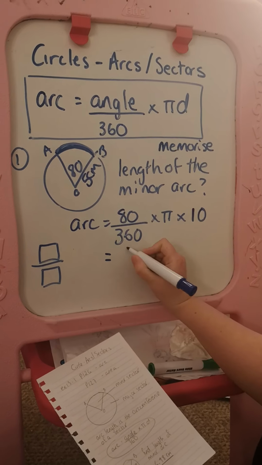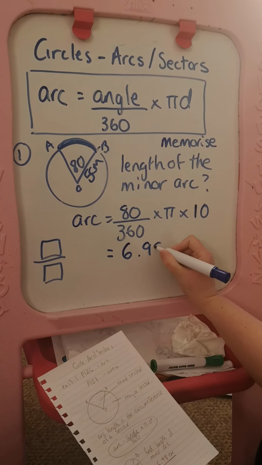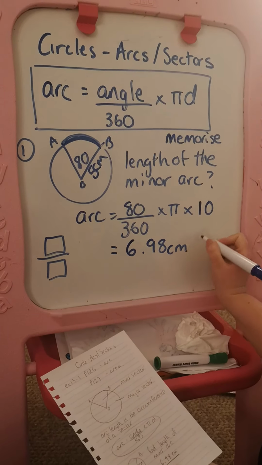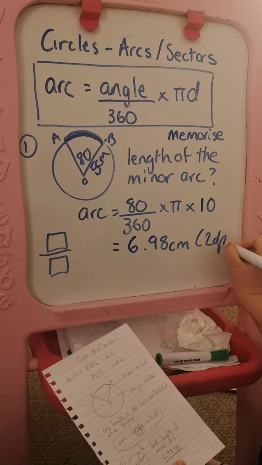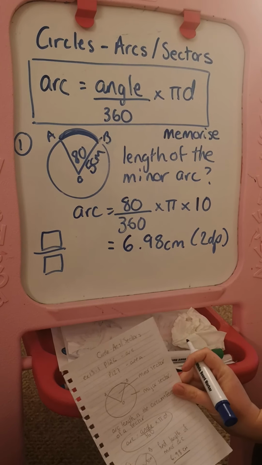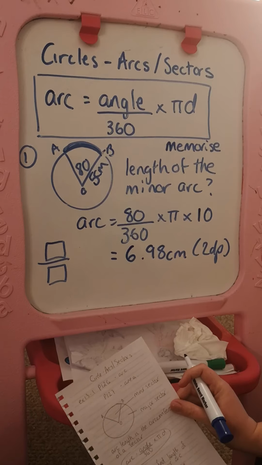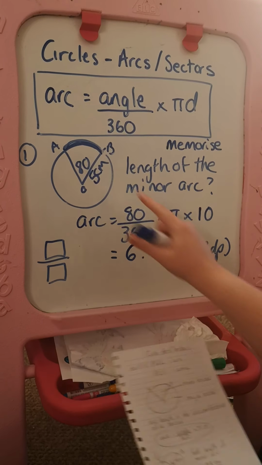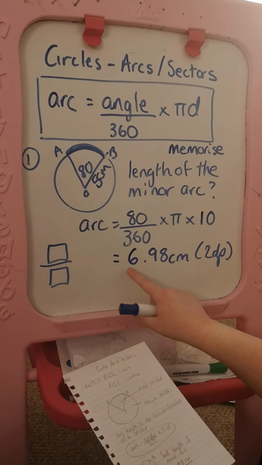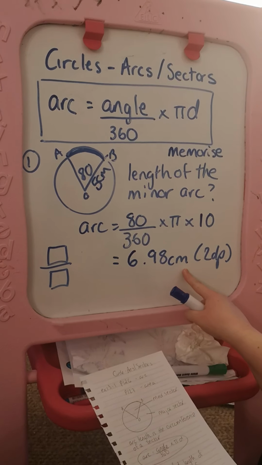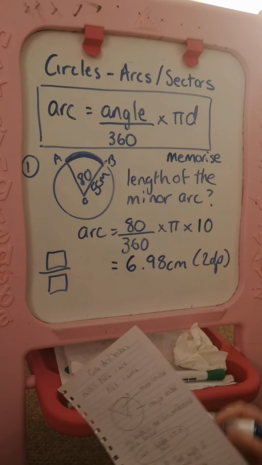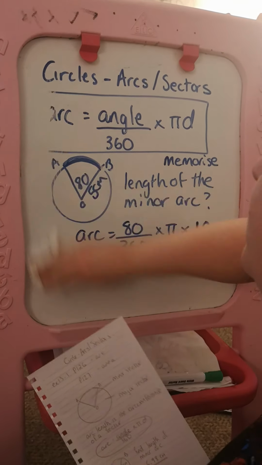This should give you a big long answer. I'm going to round to 2 decimal places for all of these examples. Unless otherwise told, you can do 1 or 2 decimal places as long as you round correctly. So the arc length of this particular minor sector is 6.98 centimetres. Hopefully that's okay. Right, let's do a second example.